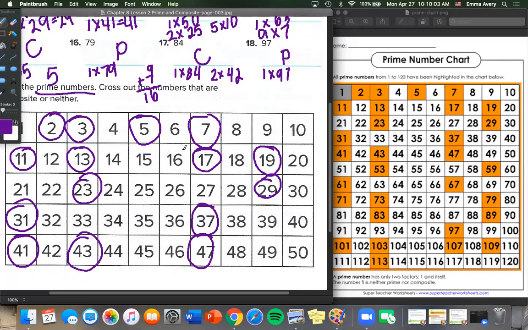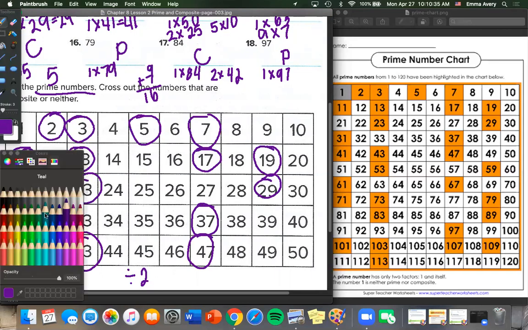I notice something right away. All but this number 2 up here, all of these are odd numbers. And why would you think that is? Well, we know that every even number, so 4, 6, 8, 10, 12, they can all be divided by 2 because they're even. So we always know that an even number is probably going to be a composite number because you can divide it by 2.